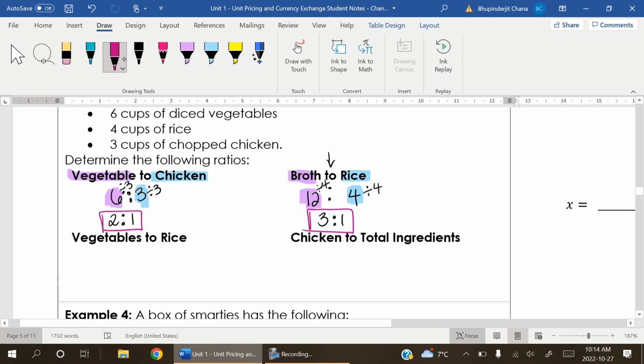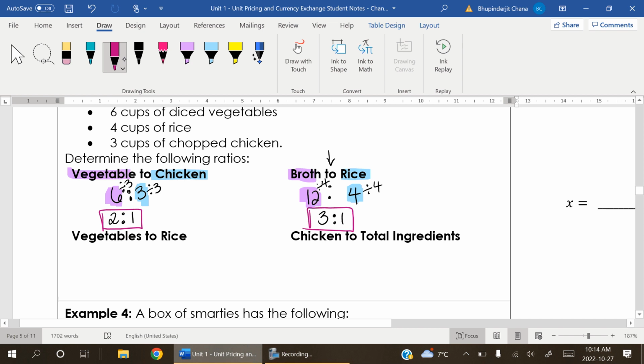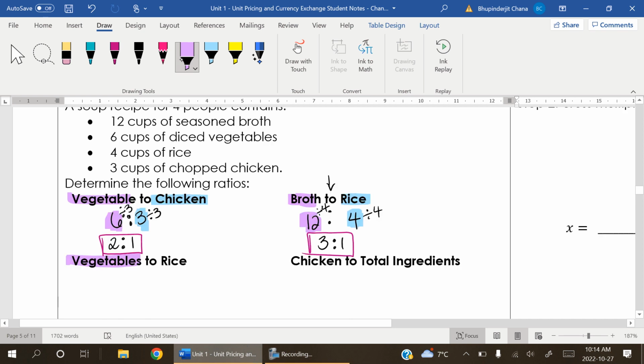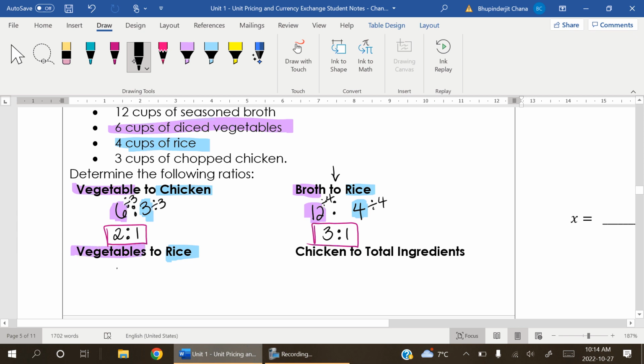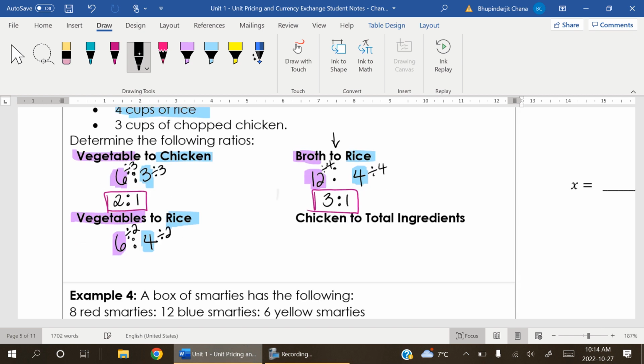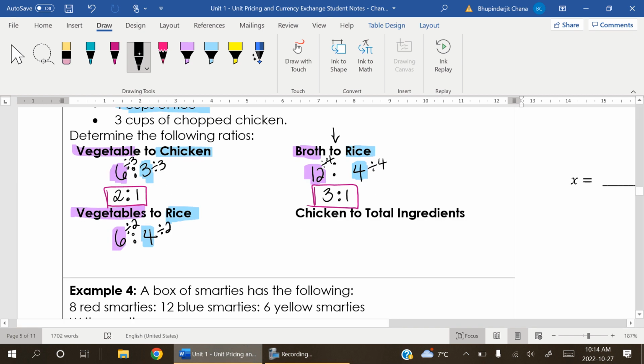Okay, the next one is vegetables to rice. So vegetables, 6 cups of vegetables to rice. Well, that's 4 cups of rice. We're going to write our ratio. It's 6 to 4. Okay, and both of these are even numbers, so I can divide them by 2. I end up with 3 to 2 as my final answer.